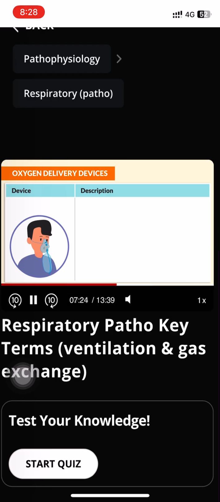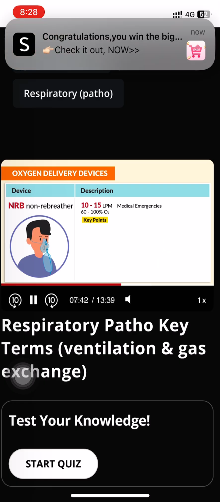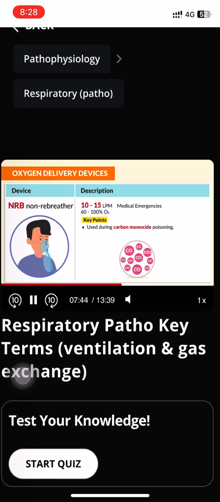So the big head honcho here is the non-rebreather. The acronym is NRB. So it delivers 10 to 15 liters per minute and is used in medical emergencies. It delivers 60 to 100% of oxygen. So the key point to write down, focus on this. So it's used during carbon monoxide poisoning, since only high flow O2 at 15 liters per minute will help eliminate that carbon monoxide and treat the hypoxia here.